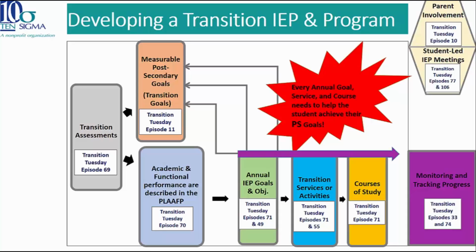Two major components that school districts are not implementing are parent involvement and students taking ownership. In episode 10, it explains why it is so important and how to involve parents in their child's transition process. And in order for students to take ownership in their transition process, they need to understand their IEP, or at least in general, and lead a portion or all of the transition part of the IEP meeting.